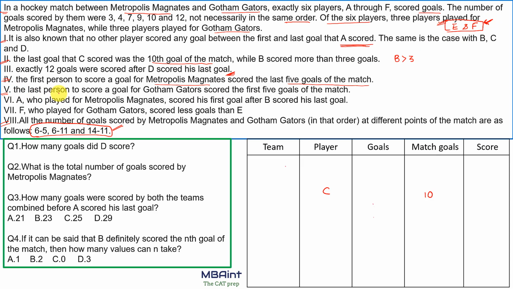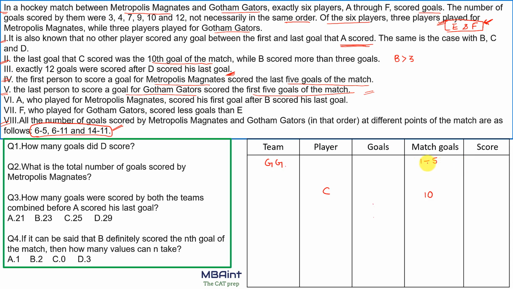Similarly for the 5th point, the last person to score the goal for GG scored the first 5 goals of the match. Again it is being split, so it can belong to E or F and they would be complements. Now we know that the last person to score a goal for GG scored the first 5 goals of the match. So we can write it down like this: the first 5 goals, so 1 to 5, would be scored by somebody from GG. We do not know the player, it could be either E or F.